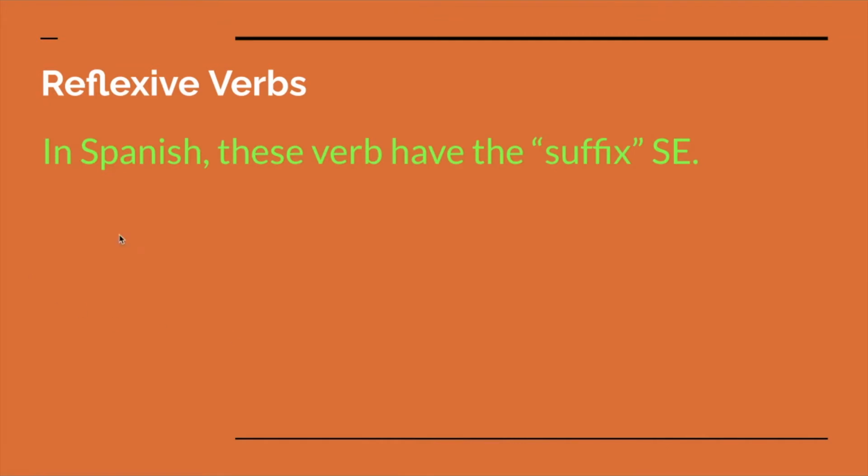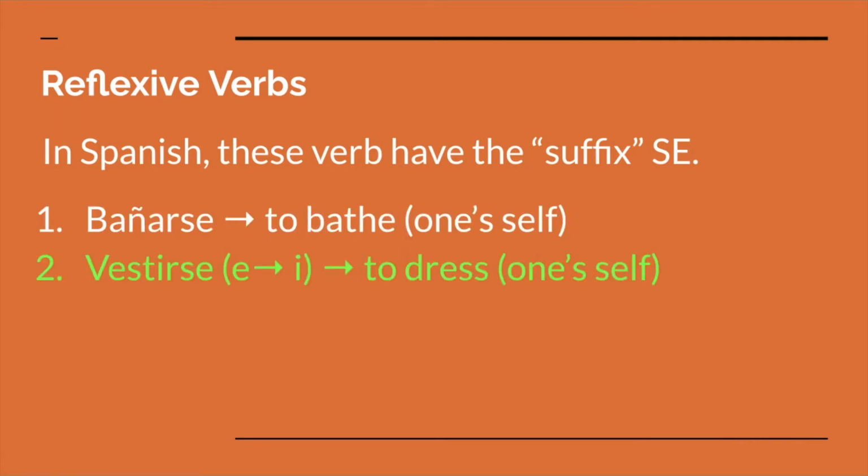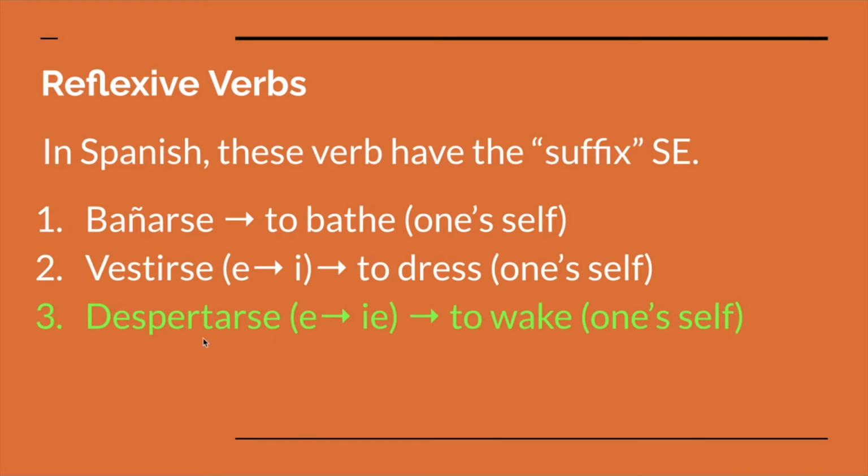So in Spanish, these verbs kind of have a suffix. Now I have suffix in quotation marks, kind of like the air quotes there. It's not really a suffix, but for the purpose of these verbs, we're going to treat it like a suffix. And the suffix is the se. So like bañarse, to bathe oneself, vestirse, to dress oneself, and we also have another one here, despertarse, which also has a stem changer, e to ie, like to wake oneself up.